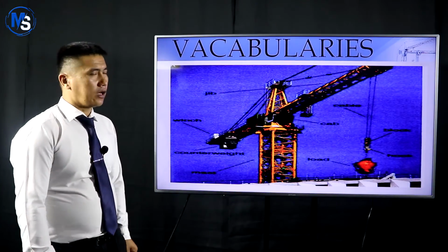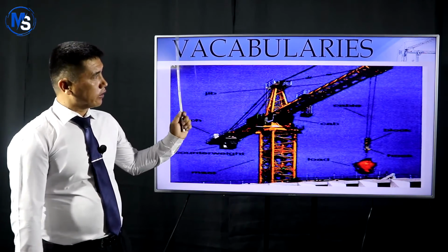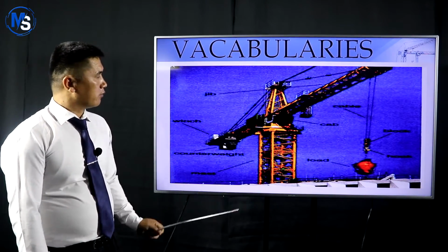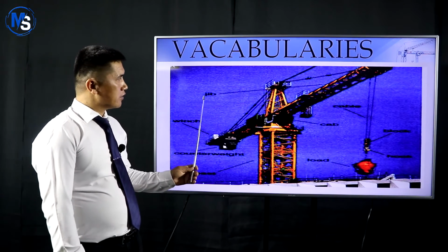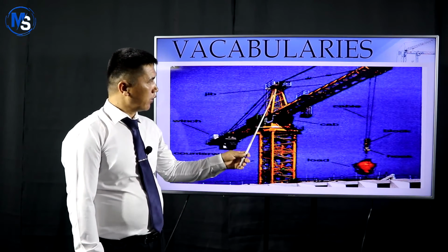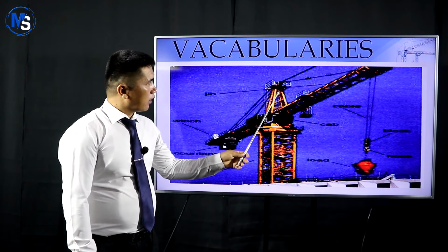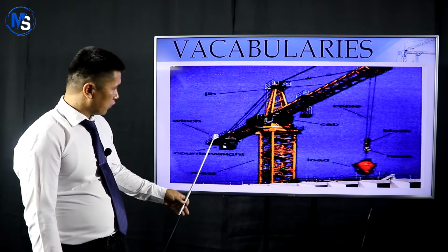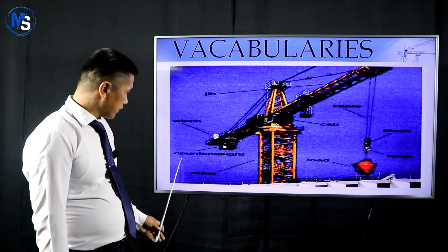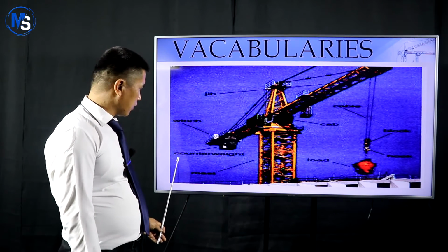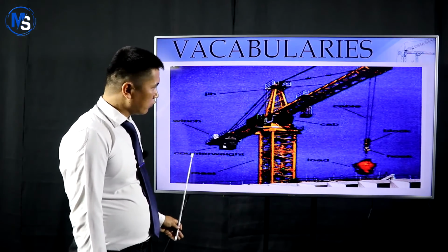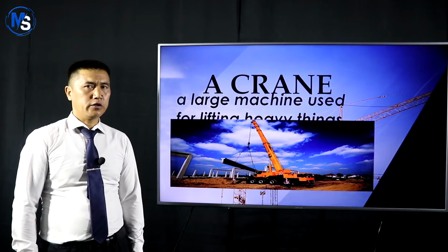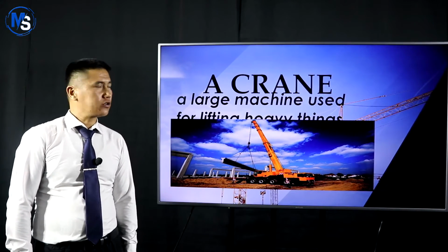Right now, I'm going to teach the vocabulary on crane parts, and this is the jib, and you see. And the next one is a winch. This winch pulls, and the next one is the counterweight. We will continue with the vocabulary of parts and types of cranes.